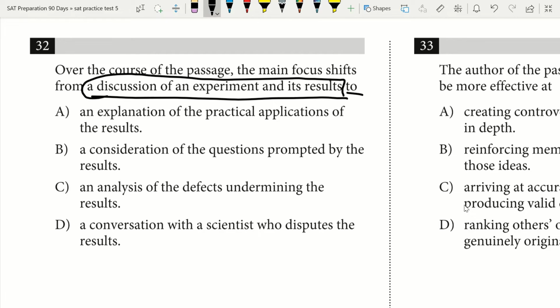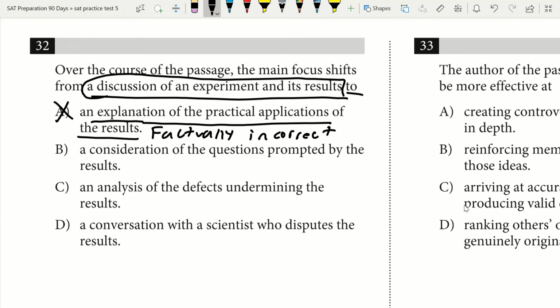Now if we look at answer choice A, we have an explanation of the practical applications of the results. Now, we never provide an explanation of the practical applications of the results in this passage, right? And I'm not going to read the passage to you because that's going to take too long, but we never do that. That never occurs. So that would just be factually incorrect. Okay, that never is discussed in the passage. Therefore, that's just going to be automatically wrong. A is incorrect. Okay, there's no trick there as far as it being too narrow or it being a reverse relationship. It's just not in the passage.